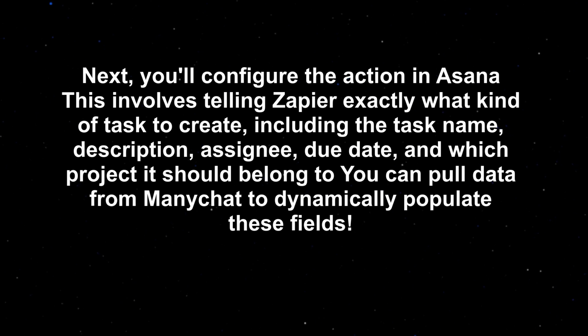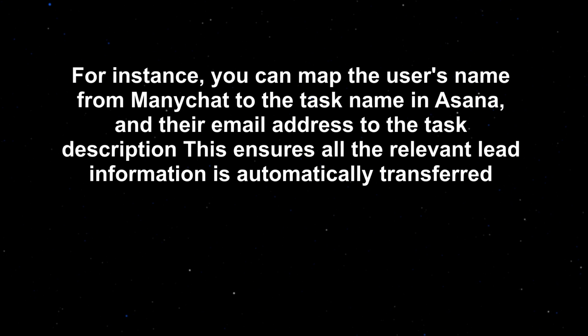This involves telling Zapier exactly what kind of task to create, including the task name, description, assignee, due date, and which project it should belong to. You can pull data from Manychat to dynamically populate these fields. For instance, you can map the user's name from Manychat to the task name in Asana, and their email address to the task description. This ensures all the relevant lead information is automatically transferred.